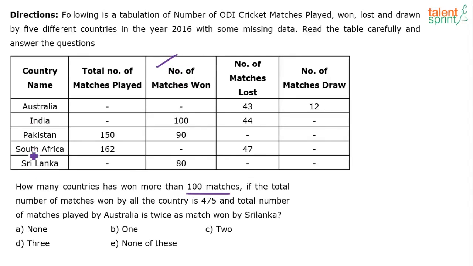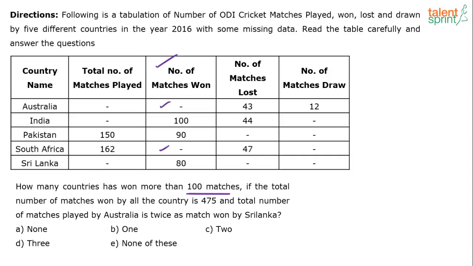Here is what we have got, the total number of matches won by any country. Now, of the 5 countries listed out here, Australia, India, Pakistan, South Africa and Sri Lanka, we've been given this data only for 3 of them, right? India has won 100 matches, Pakistan has won 90, Sri Lanka has won 80. The data for Australia and South Africa is missing. Now, for us to be able to answer this question, we have to figure out the number of matches won by Australia and the number of matches won by Sri Lanka. Only then we can look at how many of these countries have won more than 100 matches in that particular year.